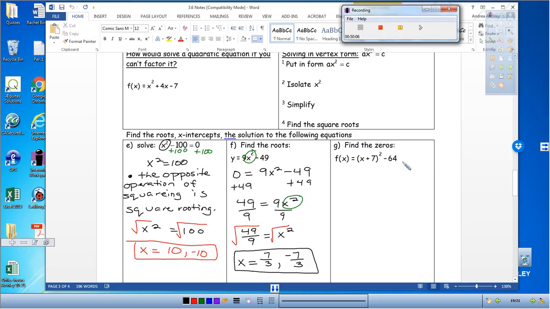Okay, this looks more like vertex form, correct? Our vertex would be -7 and -64. Okay, so here's how we would solve it. It's the same way we're doing here. The only difference is the squared, isolate the x squared. This whole thing is squared, so we need to isolate this whole thing. We need to get that whole x plus 7 squared by itself. Okay, we want it equal to 0 still because we're looking for the x-intercept, which is where y is 0.